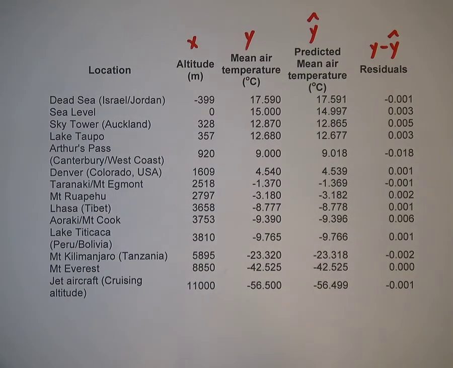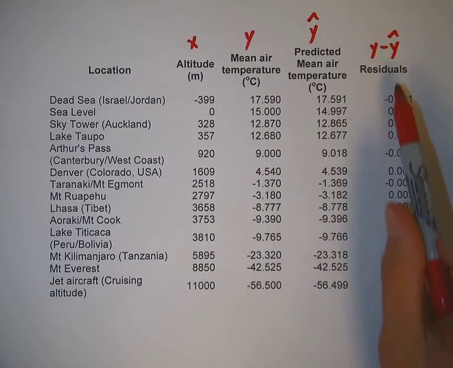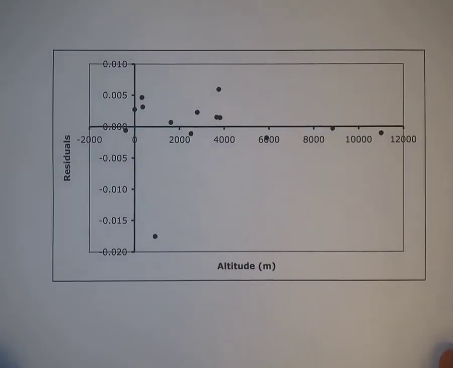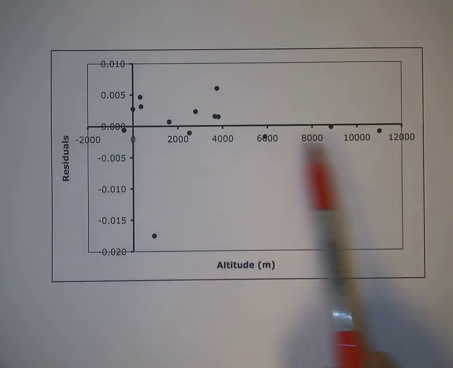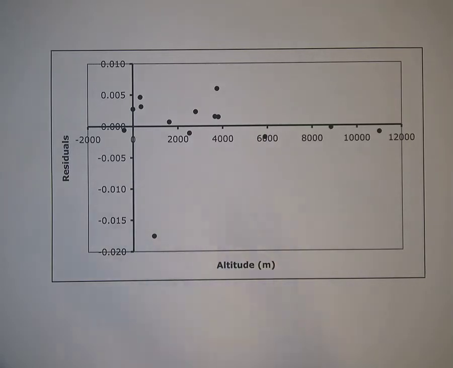So what I'm going to do now on my residual plot is compare the x values to the residual values. Okay, and I made that graph ahead of time also. Here is the residual plot. Notice altitude is on the x-axis, residuals are on the y-axis. And again, if the line is a good fit, we don't want to have really any pattern.